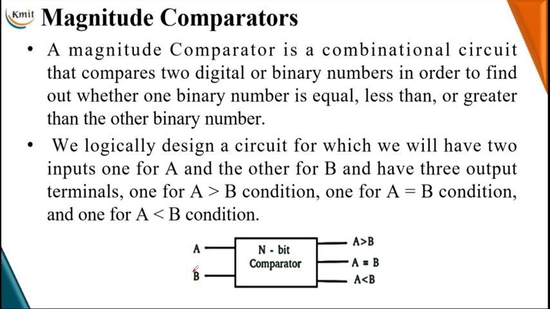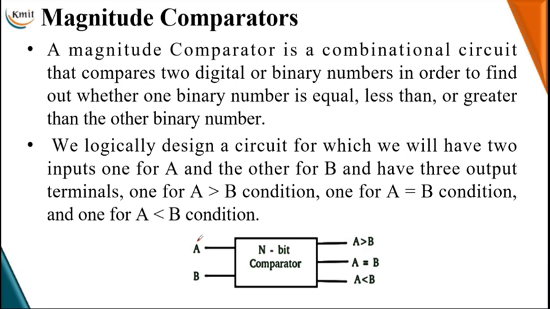If it is 1 bit, then it is called a 2-input comparator. If it has 2 bits, it has 4 inputs. If it is 3 bits, it has 6 inputs. Like this, the comparison is done bit by bit, starting with the most significant bit position to the least significant bit position.